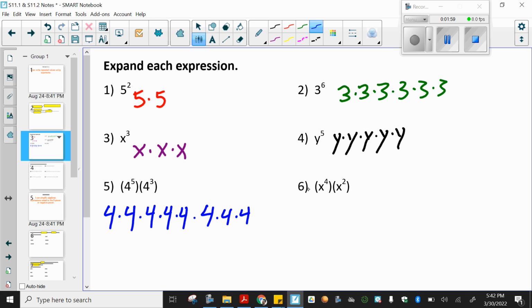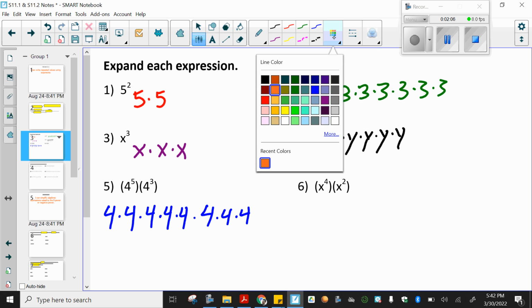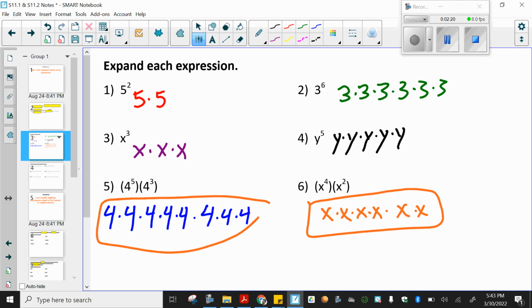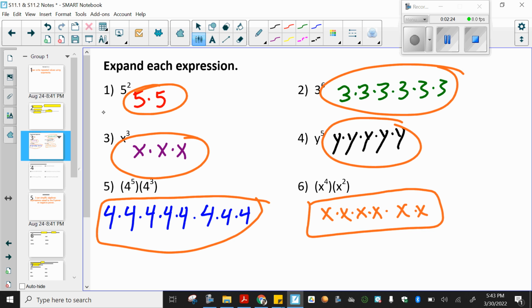All right. X to the 4th, x to the 2. Same thing. I don't know what colors I have left. Let's go to orange since I started a trend here. X times x times x times x. There's the 4. Times x times x. Let's square our answers here. Those are all done. All right.